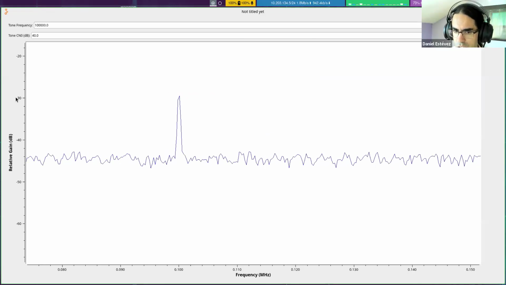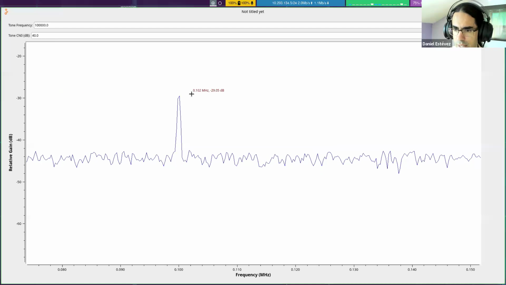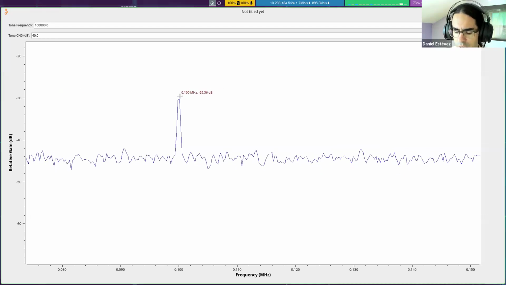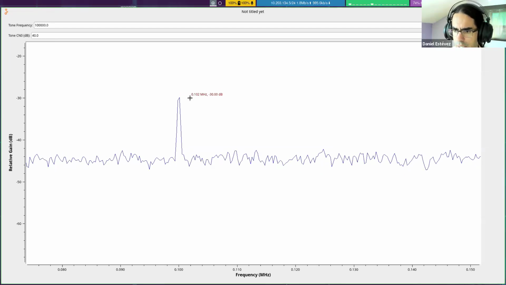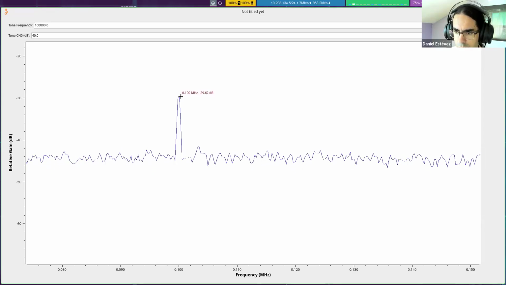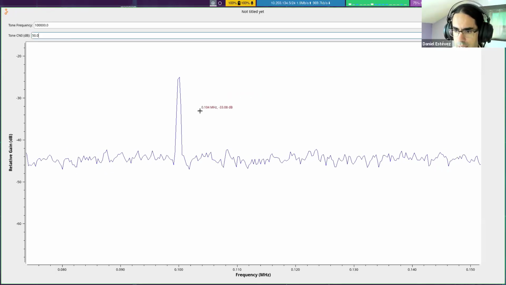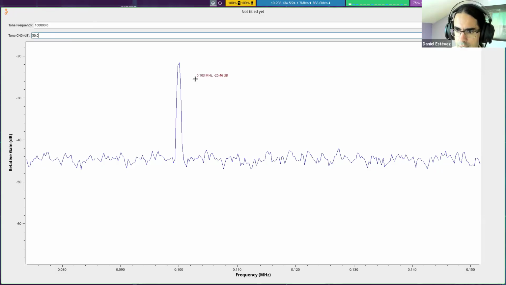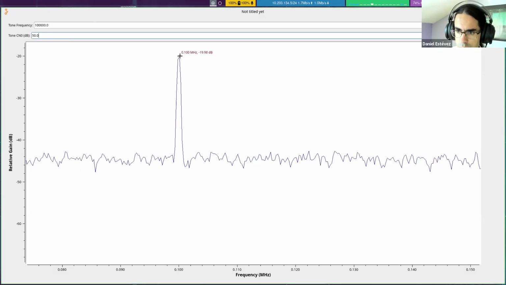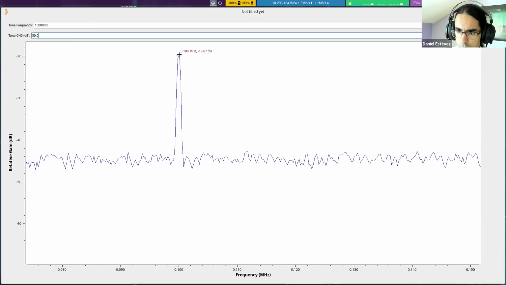You shouldn't pay much attention to the absolute values that are here because they depend on how the FFT is scaled. But for relative measurements, they matter. So for example, the power is now minus 29. If I increase this by 10, I would expect to get minus 19. And once the average stops moving, I get minus 19 as expected.